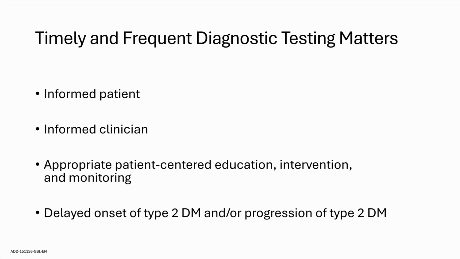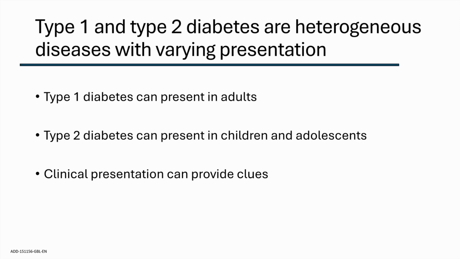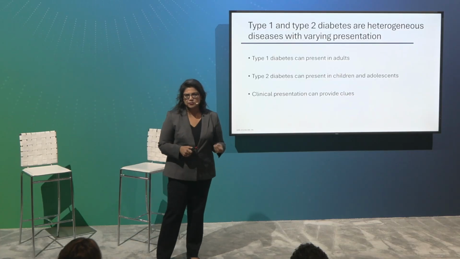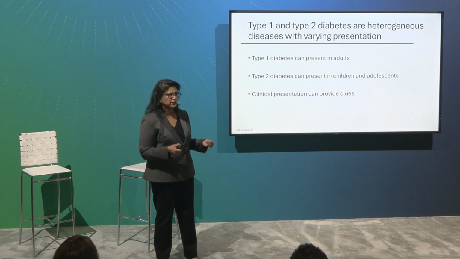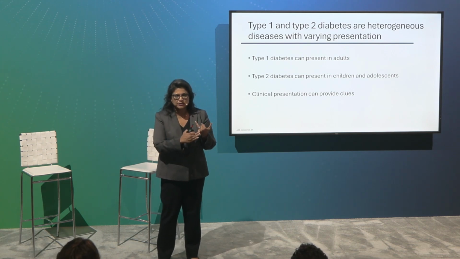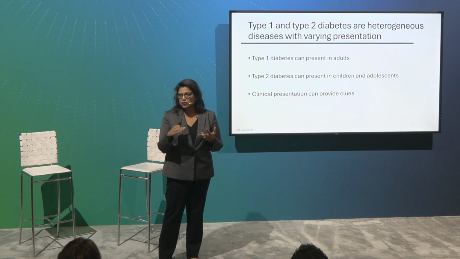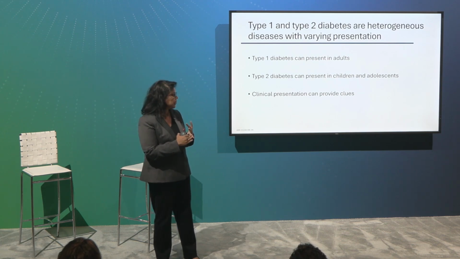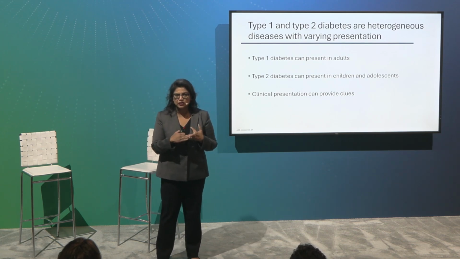You have an informed patient, you need an informed clinician. We need to be able to have appropriate patient-centered education, intervention, and monitoring, with the goal being to delay the onset of type 2 diabetes or delay the progression of type 2 diabetes. So I really have been emphasizing type 2 diabetes, but we know that type 1 and type 2 diabetes are heterogeneous diseases with varying presentation. I have seen type 1 diabetes that presents in adults. We know that type 2 diabetes can present in children and adolescents, and the clinical presentation can provide clues.